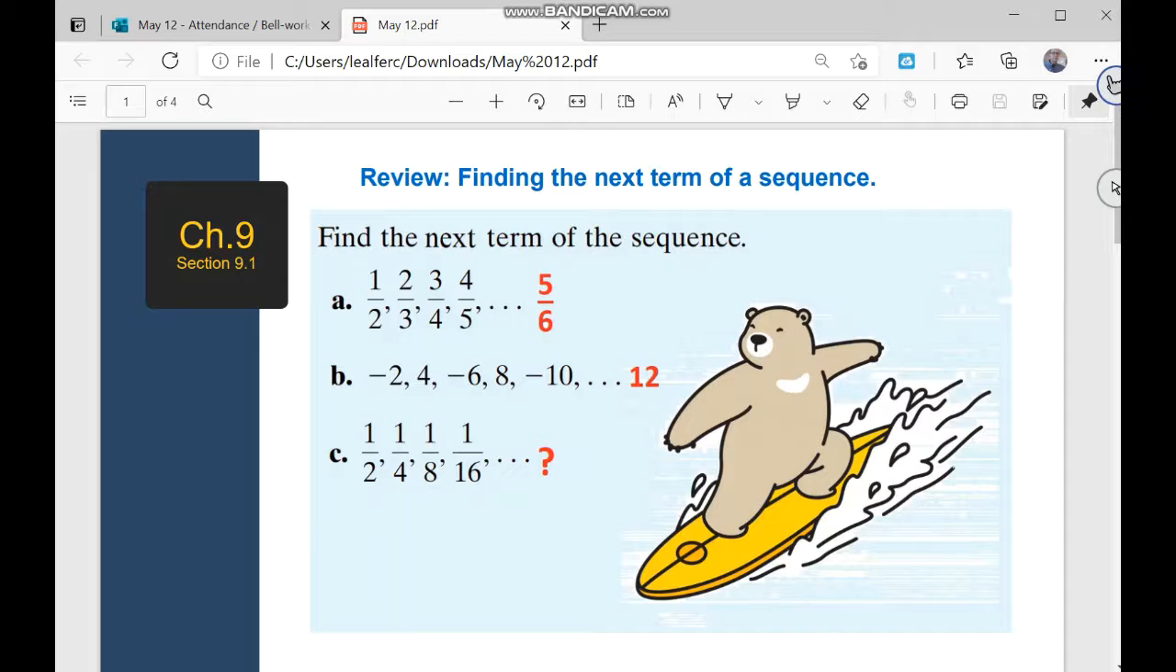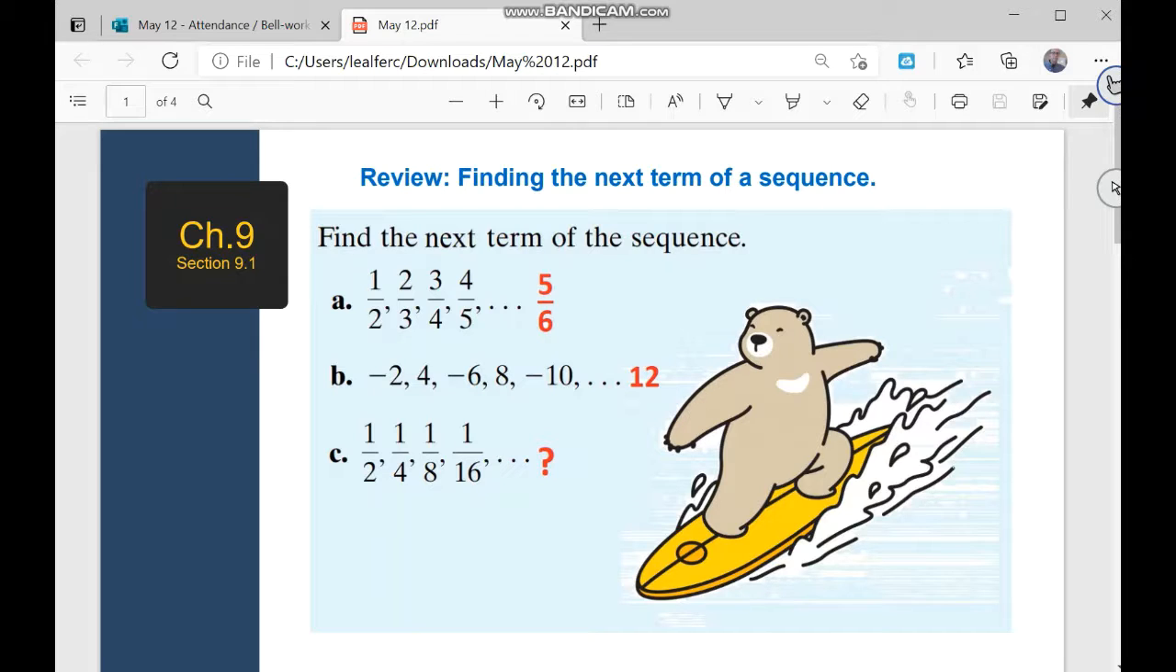Now, example B. We have an alternating sequence, -2, 4, -6, 8, -10. What is the next term? First, look at the sign: negative, positive, negative, positive, negative. The next one will be positive, right? Now look at the number. 2, 4, 6, 8, 10. We are adding 2 on each step. The next one will be 12. So positive 12 is the right answer.